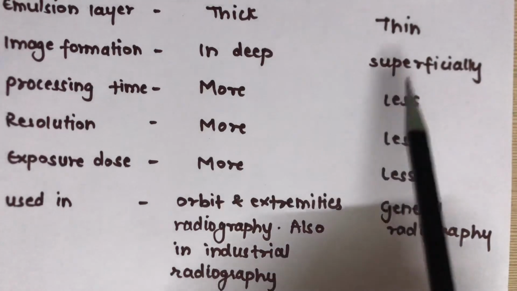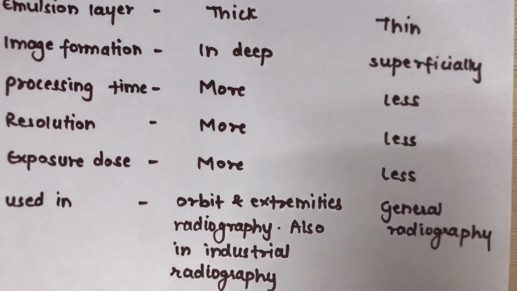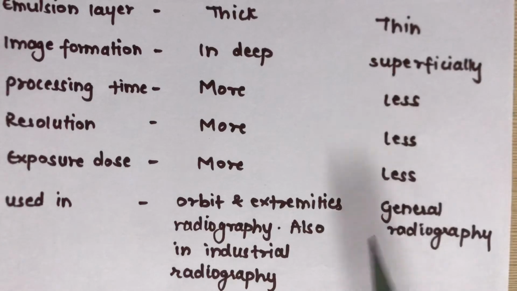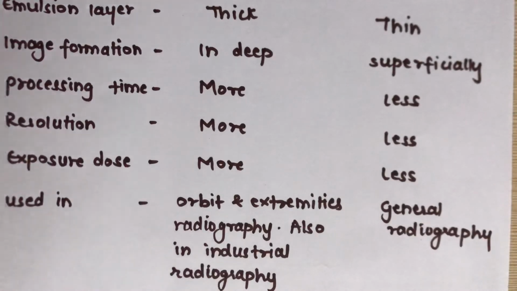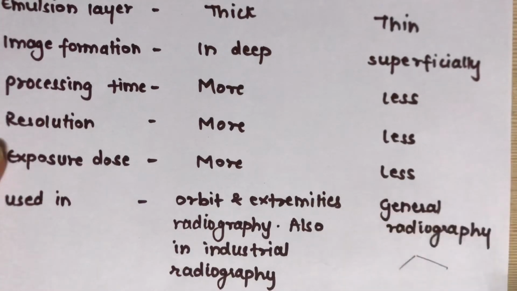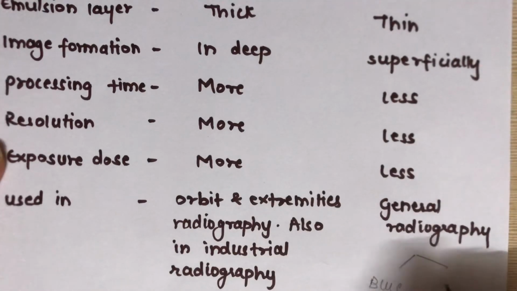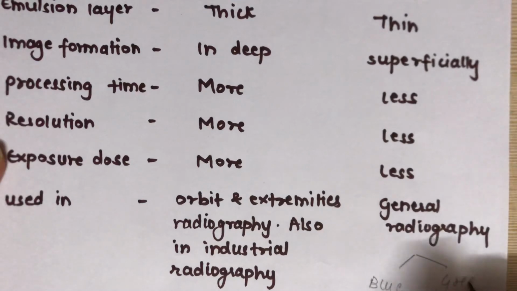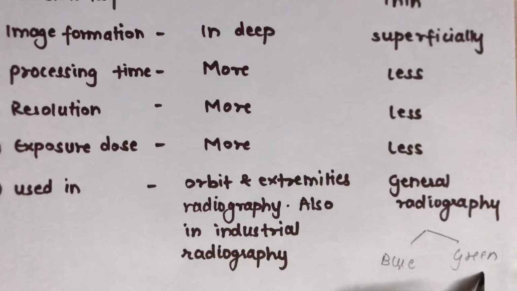Now, we have seen there is superficial image formation, and because of that the image quality is hampered when you are reducing the exposure rate. You have to pay the cost that your image quality will get hampered in the indirect one. So the indirect ones are mainly of two types. One is blue light sensitive and the other is green light sensitive. You have to remember this.